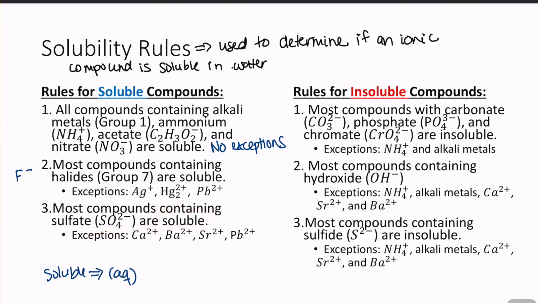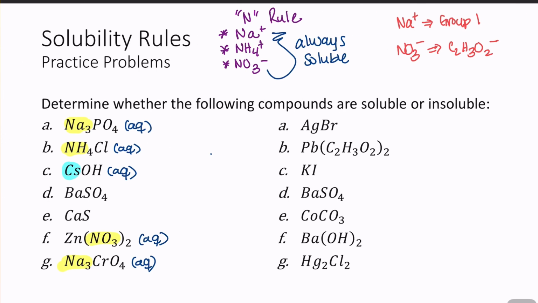Here I see most compounds containing sulfates are soluble. So you might be thinking, okay, it's soluble, but you have to look at the exceptions as well. I have barium bonded with the sulfate. It's an exception, so that means it's insoluble. If something is insoluble in water, it means that it does not dissolve. And if it doesn't dissolve, it means that it stays as a solid. So the state for an insoluble salt is going to be solid.